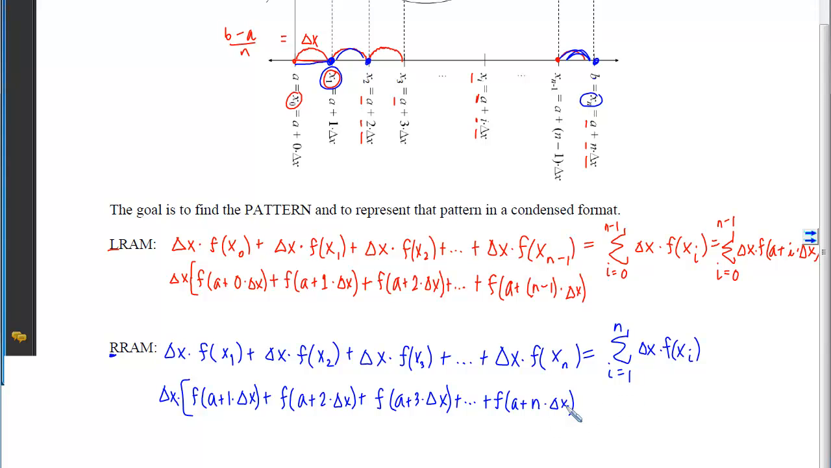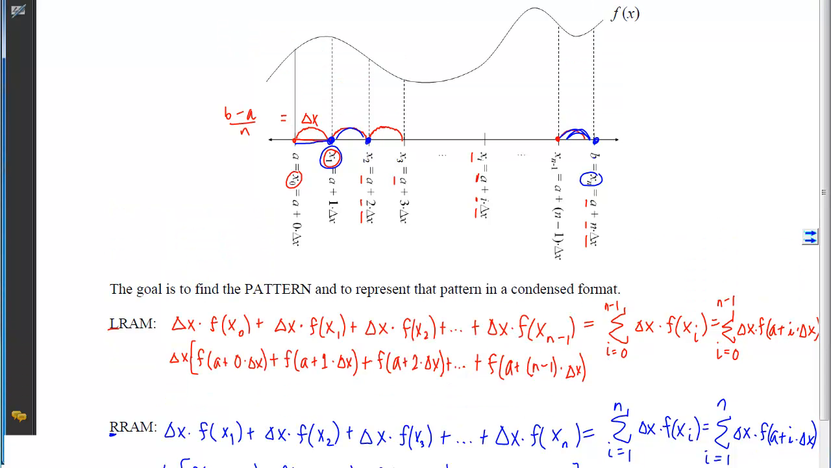So notice if we want to condense this one into the pattern notation, we will have the summation of delta x times f of a plus i of those delta x's. And i, instead of starting at 0 and going to n minus 1, will start at 1 and go to n.